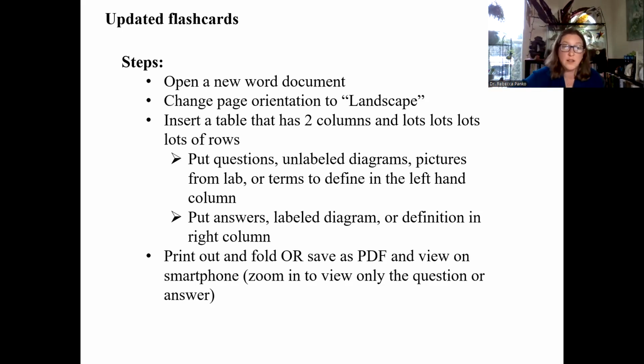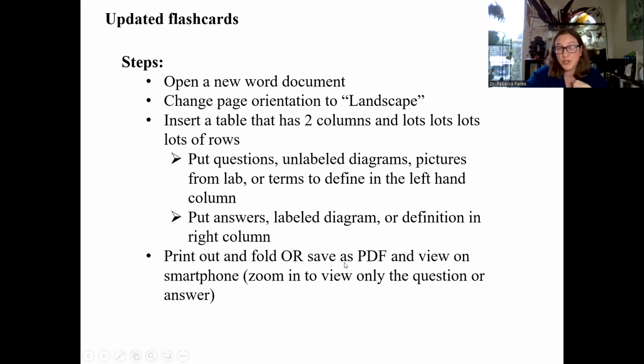On the right-hand side in the columns, you put the answers or a labeled version of the diagram or the definition to the term. Then you have the option, if you like to work with paper, you could print this out and fold it in half. And then you can be only looking at the questions, and then you can be like, okay, I think that is pointing to the xylem. All right, let me look. Nope, it wasn't. It was pointing to the epidermis, right? Okay, got to redo that one.